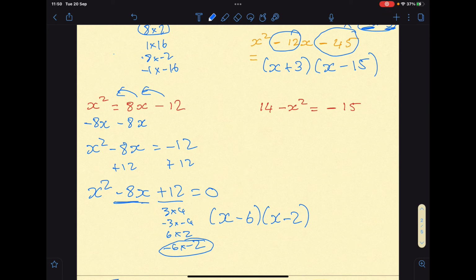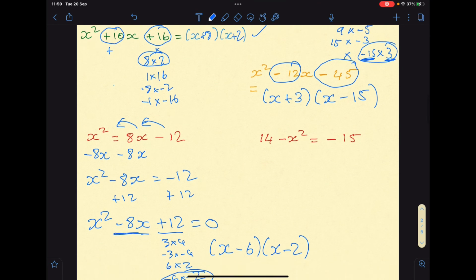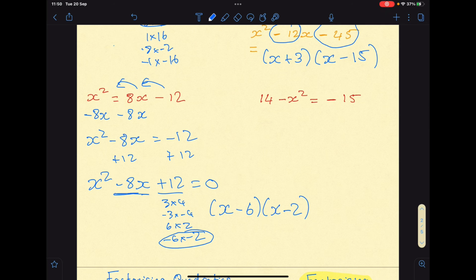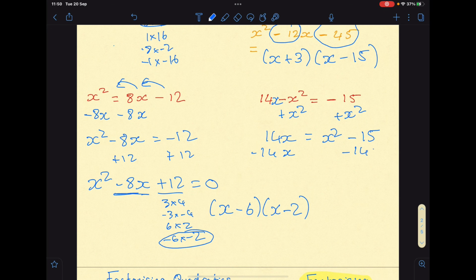Same for this question. We need to get into factorized form. So I want the x squared to be positive. So I'm going to add x squared first to both sides. So I get 14x equals x squared minus 15. Sorry guys, this is supposed to be x. Then I'm going to minus 14x on both sides. So I get 0 on this side, x squared minus 14x minus 15.